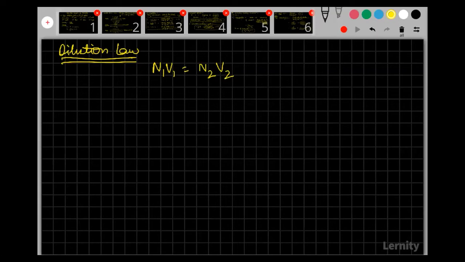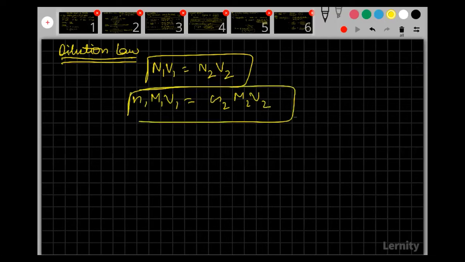It's always preferable to use this, or else N1M1V1 equals N2M2V2, which means we multiply our molarity with the factor of n. But one more thing: if they ask what the molarity is to be calculated, then you should not use this. Then I directly use M1V1 equals M2V2, as they have given you a particular molarity and asked what the molarity of the other solution will be after dilution. That's how we proceed.